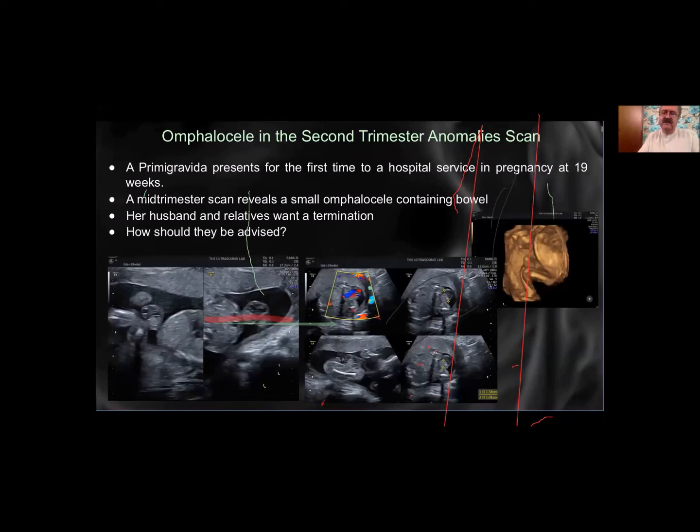Omphalocele in the second trimester. Here is this girl who comes in and she presents at about 19 weeks. The first time, small omphalocele, and it contains bowel and contains nothing else. And her husband and relatives wanted termination. You told them that, look, no, I want to investigate before I terminate, and we need an amniocentesis first. Now, they don't listen.